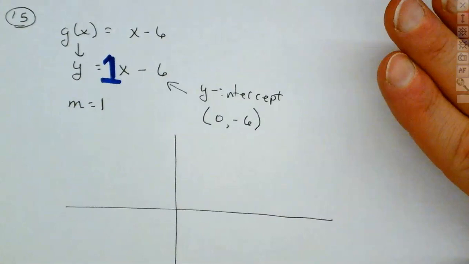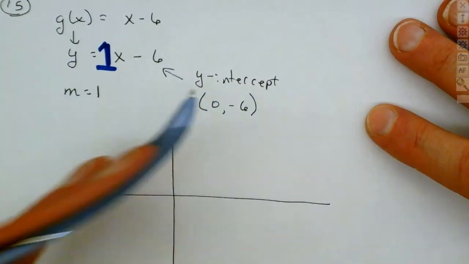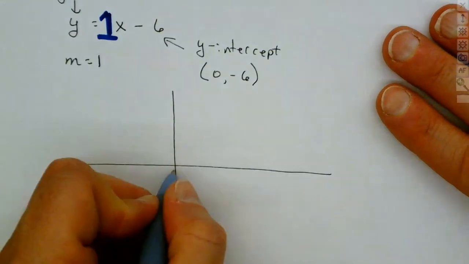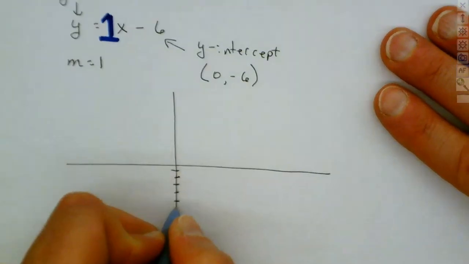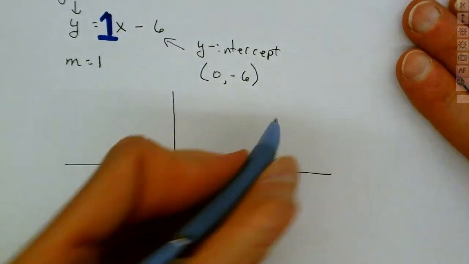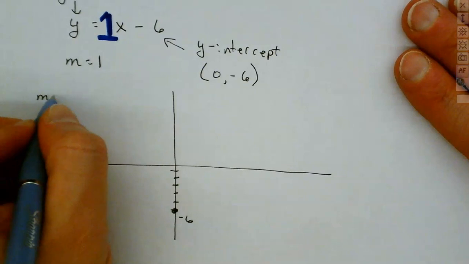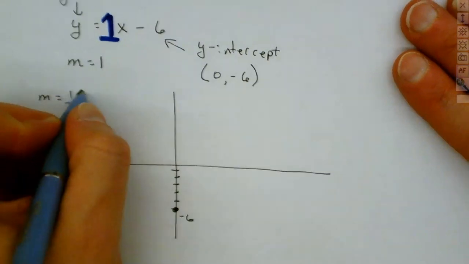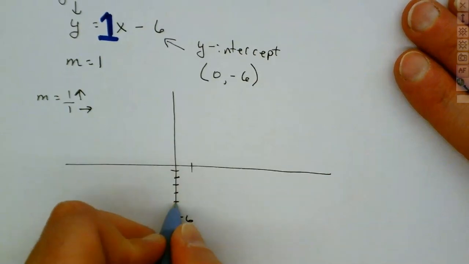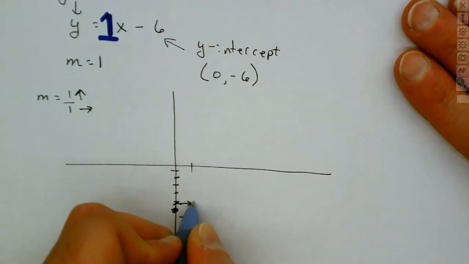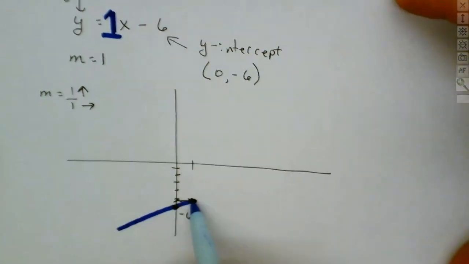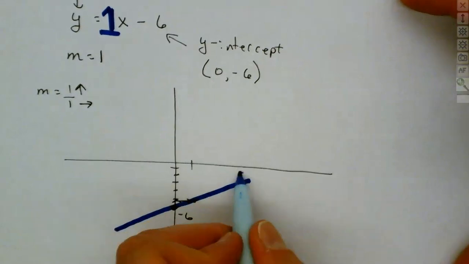Where do we start? We start at our y-intercept, and where is that? That is down 6 units. And then what are we going to do? What is my slope? 1 over 1. So up 1 and over 1. So up 1, over 1. Make our new dot. Connect them together. And so it looks like that.